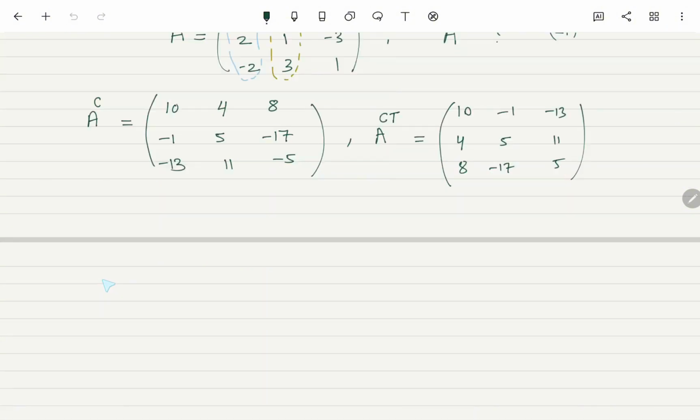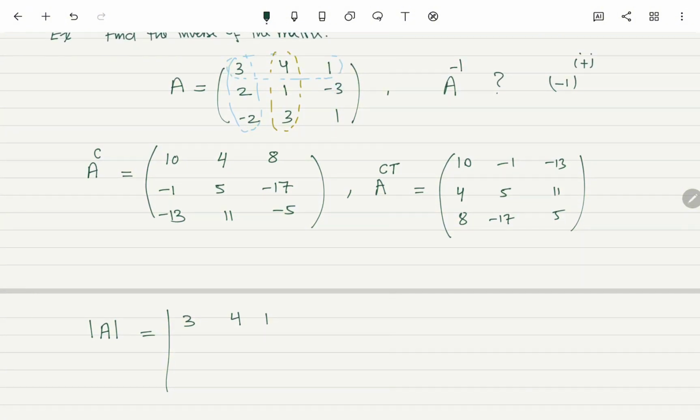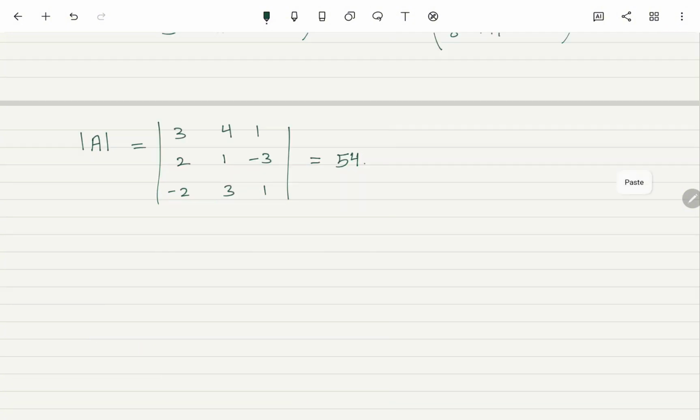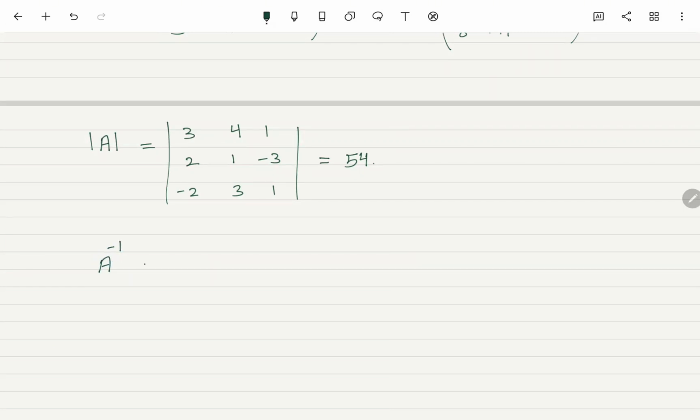Now let's find the magnitude of the determinant of the matrix, equal to [3, 4, 1; 2, 1, -3; -2, 3, 1]. This is the original matrix here, and you'll find the value for the determinant here, and when you solve this one here, it will be 54. Now the inverse of the matrix is equal to A cofactor transpose over the determinant of A, which in this case here is 54. So 1 over 54 times [10, -1, -13; 4, 5, 11; 8, -17, -5].